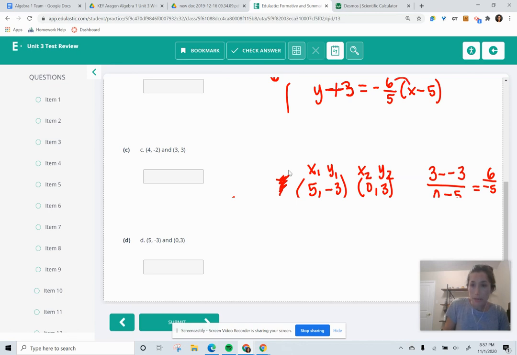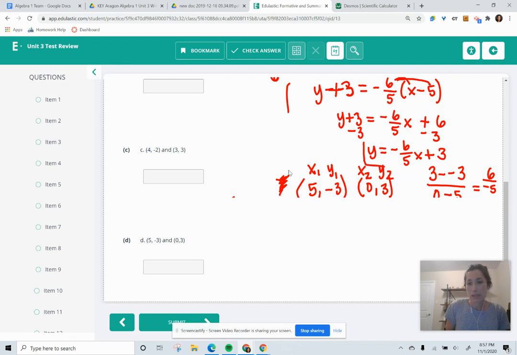I'm going to go ahead and distribute. That's going to give me y plus 3 equals negative 6 over 5 times x. That's just negative 6 over 5x. And then negative times the negative here, I'm going to get a positive. The 5s will simplify out and I'll be left with 6. And my last step is just to subtract 3 on both sides. So my final equation is y equals negative 6 over 5x plus 3. That would be for question D.